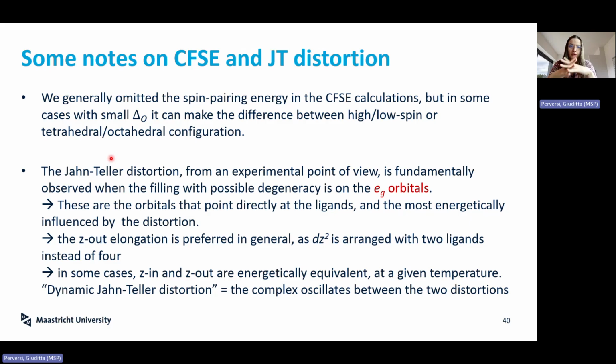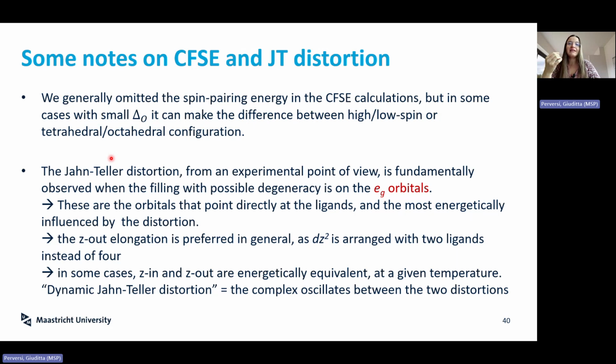From an experimental point of view, even though we say that the Jahn-Teller distortion can be axial elongation or plane elongation, so either you elongate on the axis or you elongate on the plane and you squish on the axis. Usually the degeneracy that triggers a remarkable, measurable and observable Jahn-Teller effect is the one that affects the eg orbital. So every time you have a degeneracy there, that's the moment you trigger a Jahn-Teller distortion.